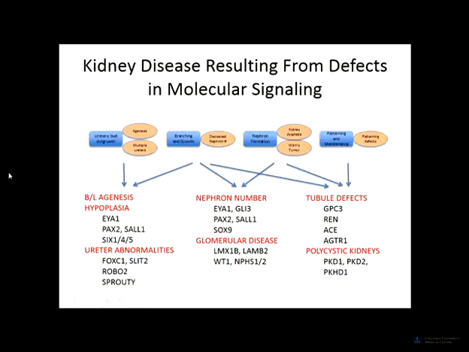And don't memorize any of these genes, but these are some of the genes that are involved in different pathways that we've seen mutations in kidney defects in. These are just the ones that we've identified.